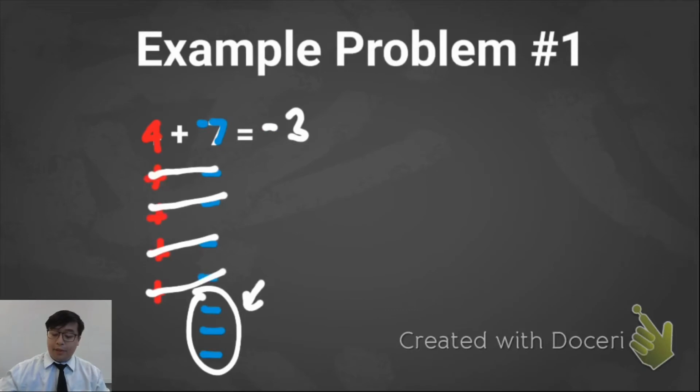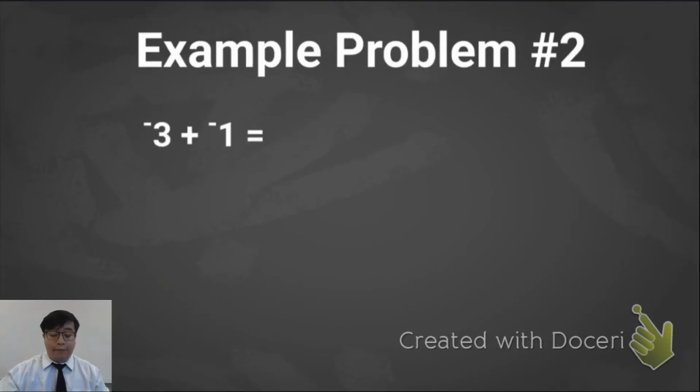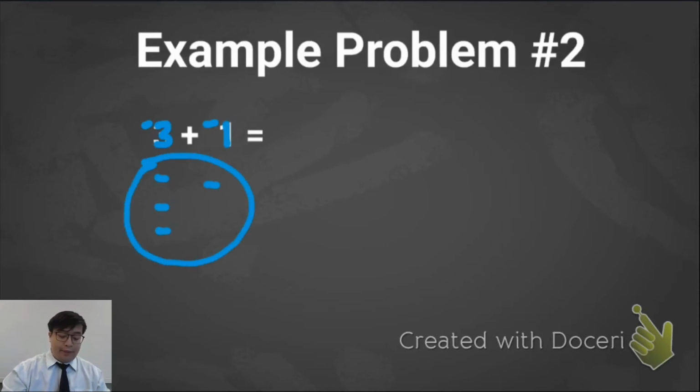Okay. Let's go over example 2. Here you have negative 3 plus negative 1. So here I have 3 negatives. 1, 2, 3. Over here I have 1 negative, negative 1. And in this problem, I really don't have anything that's going to cancel out. Again, I need 2 opposite signs in order to cancel out. So I'm just going to add these up. I have 3 negatives plus another negative, so that's going to be negative 4.